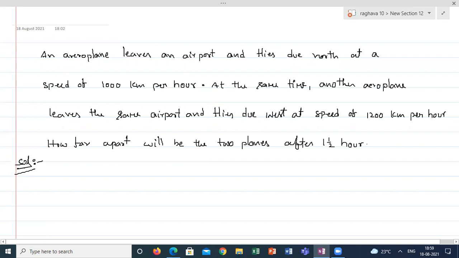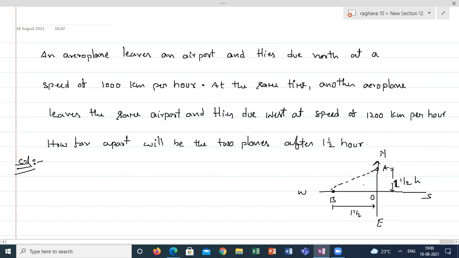Please solve this question. The diagram is, if I am taking, this is north, this is west, this is south, and this is east. If I am taking the second plane as B, the first plane is A. This dotted line distance, you have to calculate. OB is the distance traveled by B in 1.5 hours. OA is the distance traveled by A in 1.5 hours. You have to calculate.